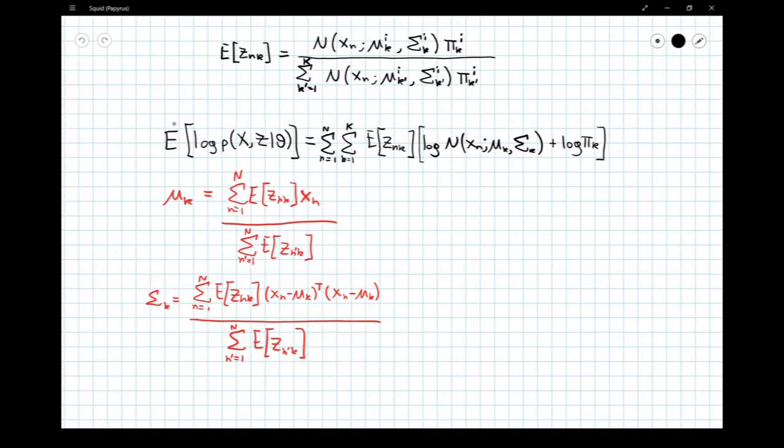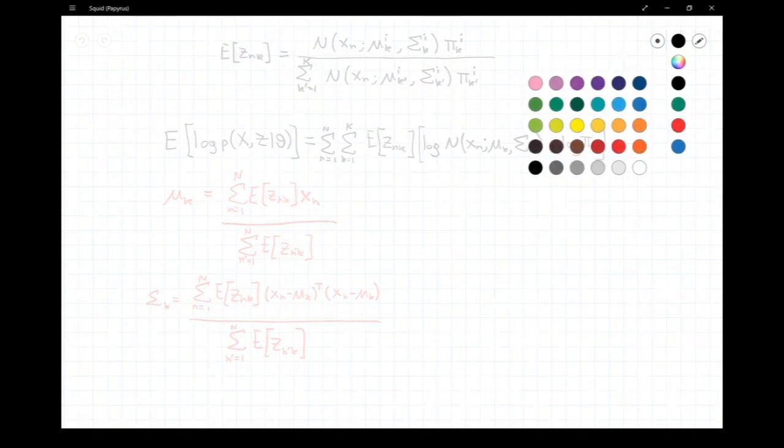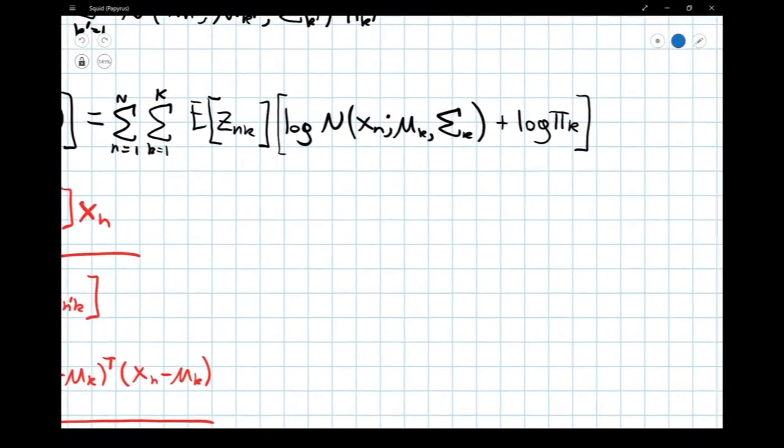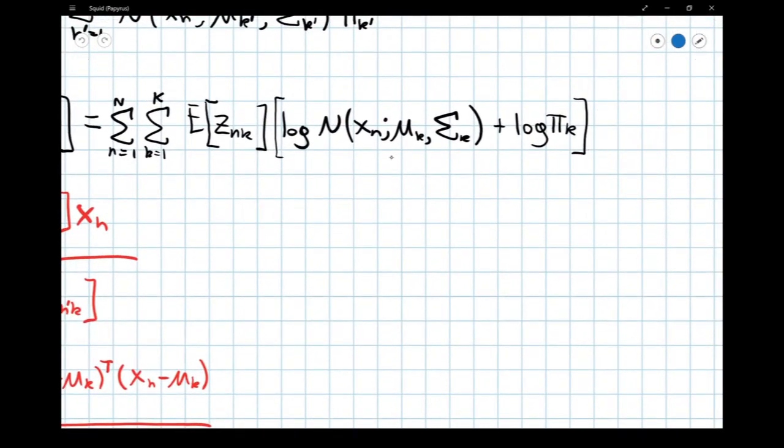So now we find the derivative of this with respect to pi k. The terms in here that are a function of pi k, if we isolate those, what we get is the summation over n equals 1 to N of our expected z_nk multiplied by log pi k.